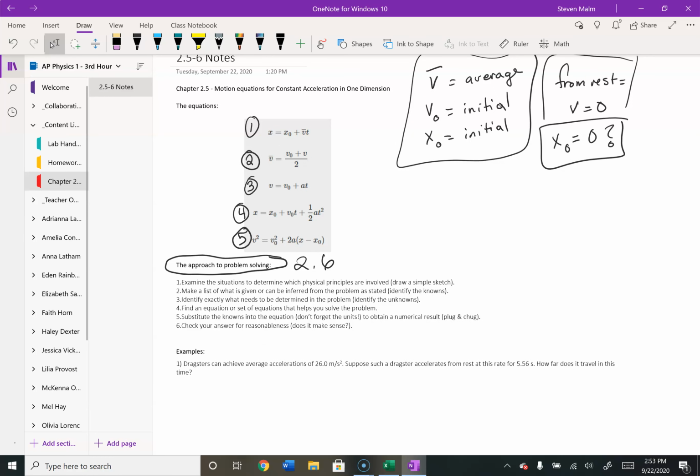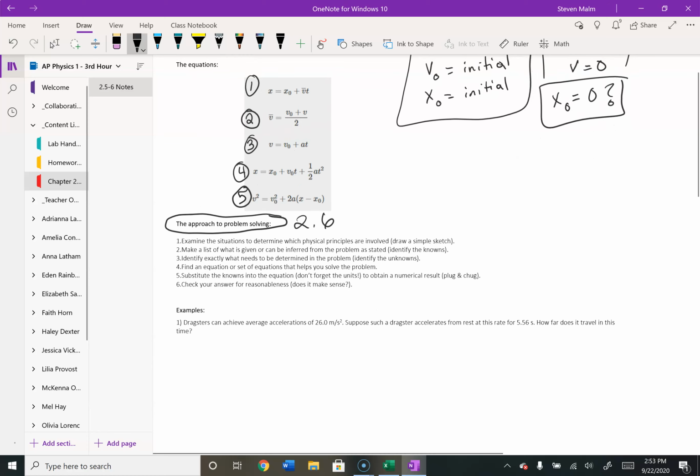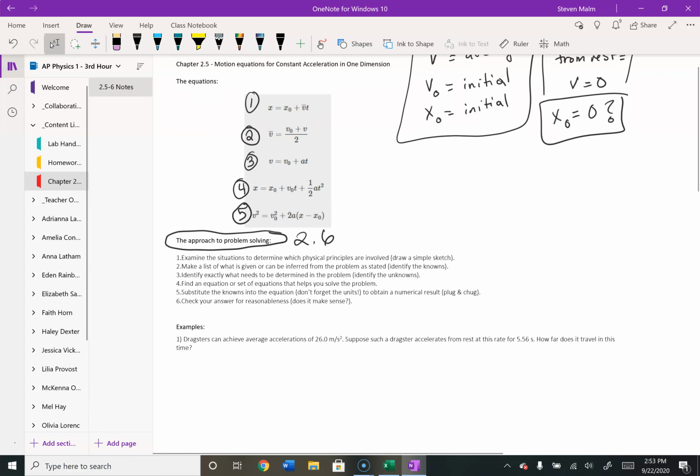All right, over here on the left, I've gone through, and your reading introduced each one individually, but I wrote down all 5. We labeled them 1, 2, 3, 4, 5, and you'll see why in a second. Next thing we're going to talk about before we start our first problem is the approach to problem solving that we're going to take. If we do it well initially, we will be able to do these problems no problem.